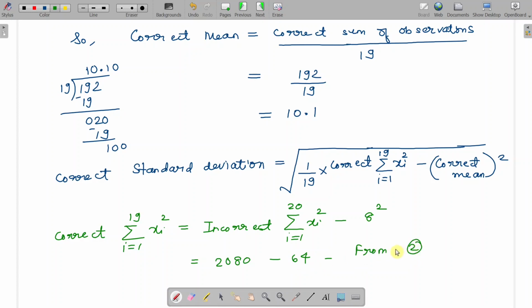Okay, equation 2. Now this will be equal to what? 2080 minus 64. So 1 borrowed 7 here, so 2016, right?